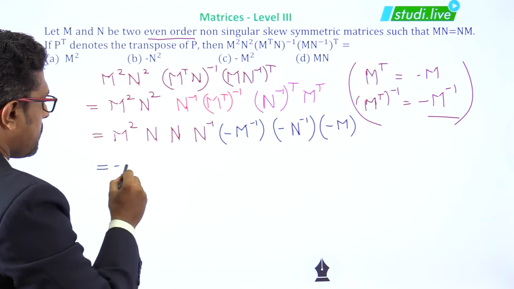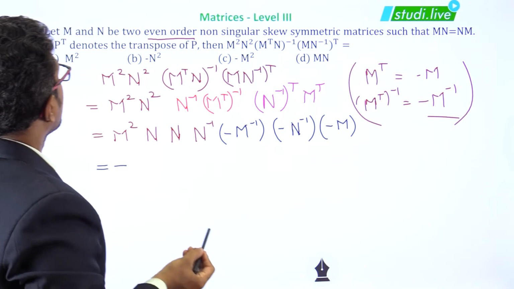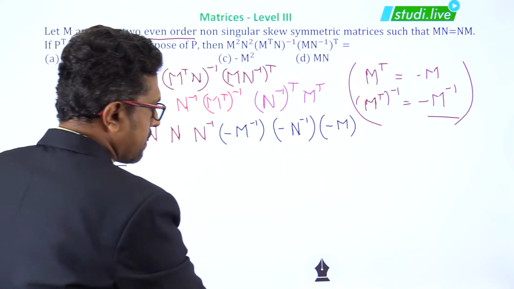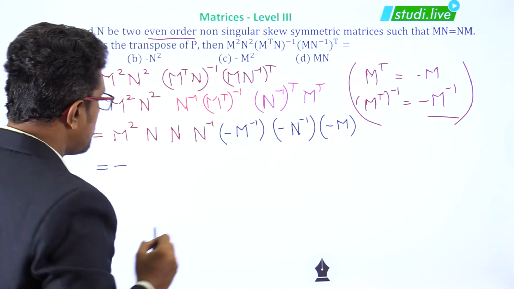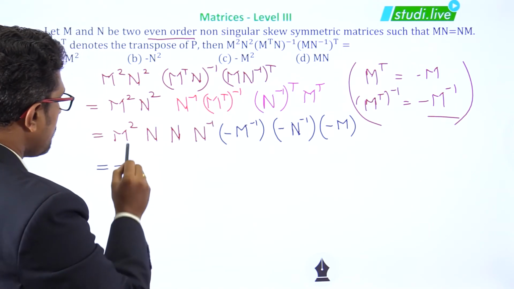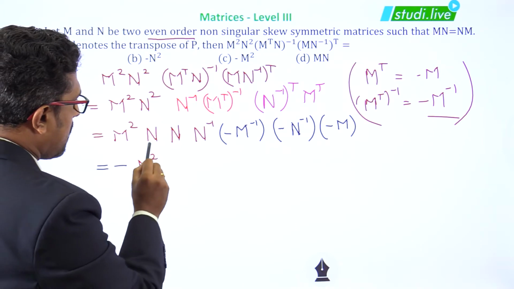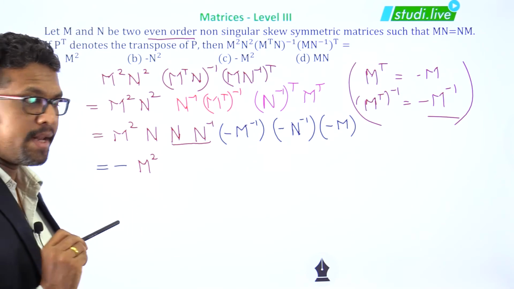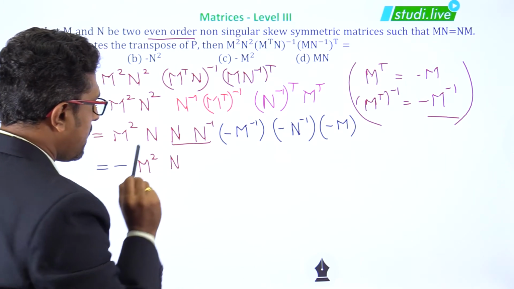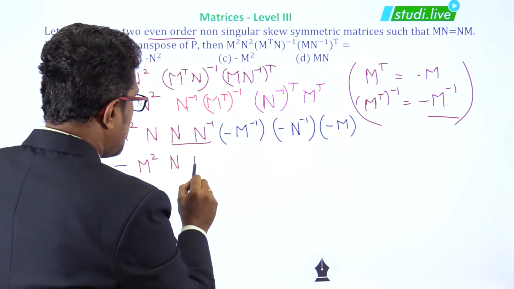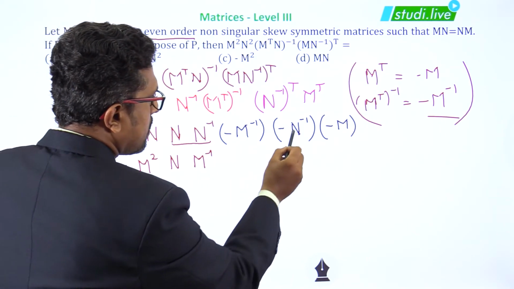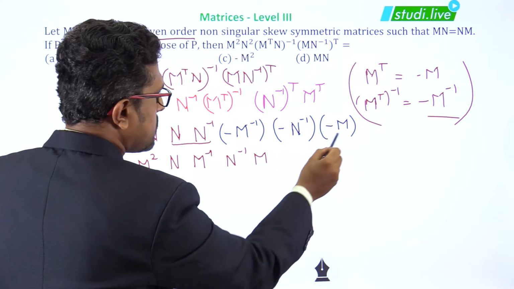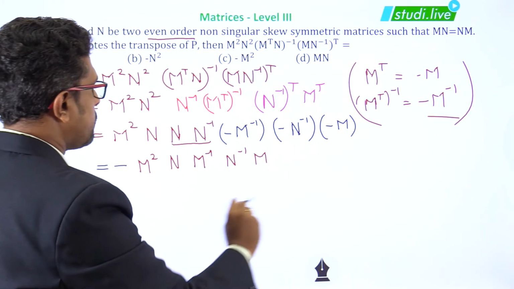So in the next step we will get minus of. You can see we are getting minus in 2 options, so one of these might be correct, unless we get one more minus. So this will be M square. Now N into N inverse, this part over here, will become identity. So we are left with only N, M inverse, N inverse, and minus has been adjusted over here. All these values are left for us right now.